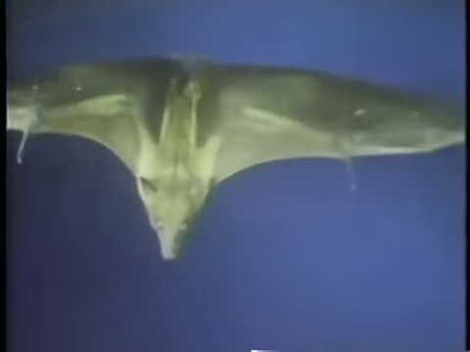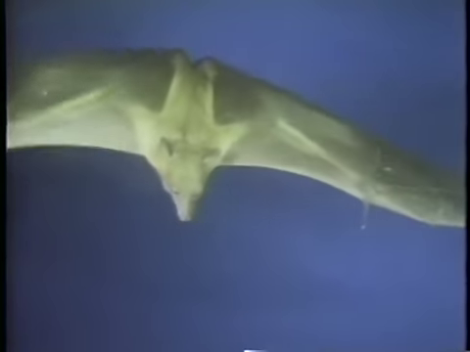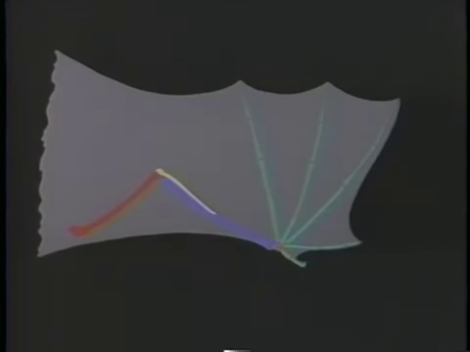In the bat wing, the wrist bones are greatly reduced, and the fingers are spread out to support the wing membrane. This kind of evolution, where the same basic structures have become altered to several different forms for a variety of functions, is called divergent evolution.